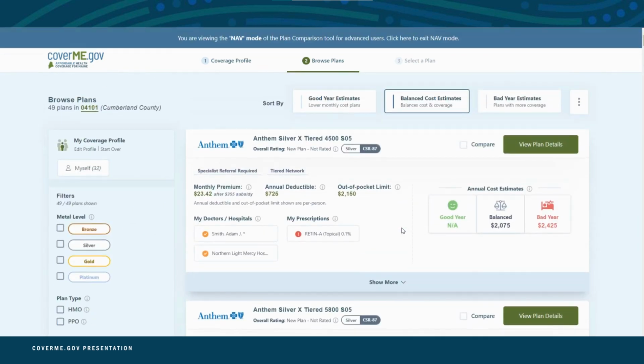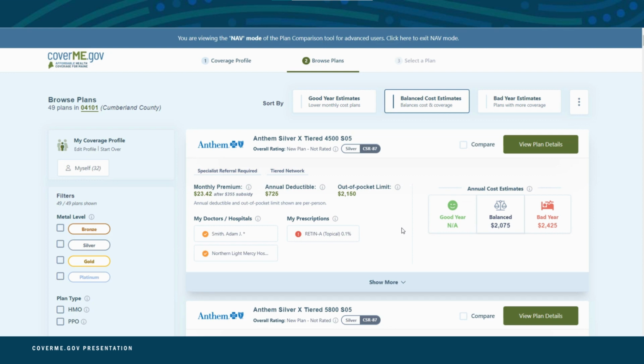Additionally, the Plan Compare tool provides an annual cost estimate based on a good year when very little medical care is needed, a balanced year, and a bad year when major medical care is needed. This estimation is based off a combination of the monthly premiums and out-of-pocket costs combined. For instance, an individual who needs regular treatment for a chronic condition or expects to have a major medical procedure in the coming year may wish to select a plan with higher premiums in exchange for more comprehensive coverage, which could reduce the total amount they spend on healthcare in a year.